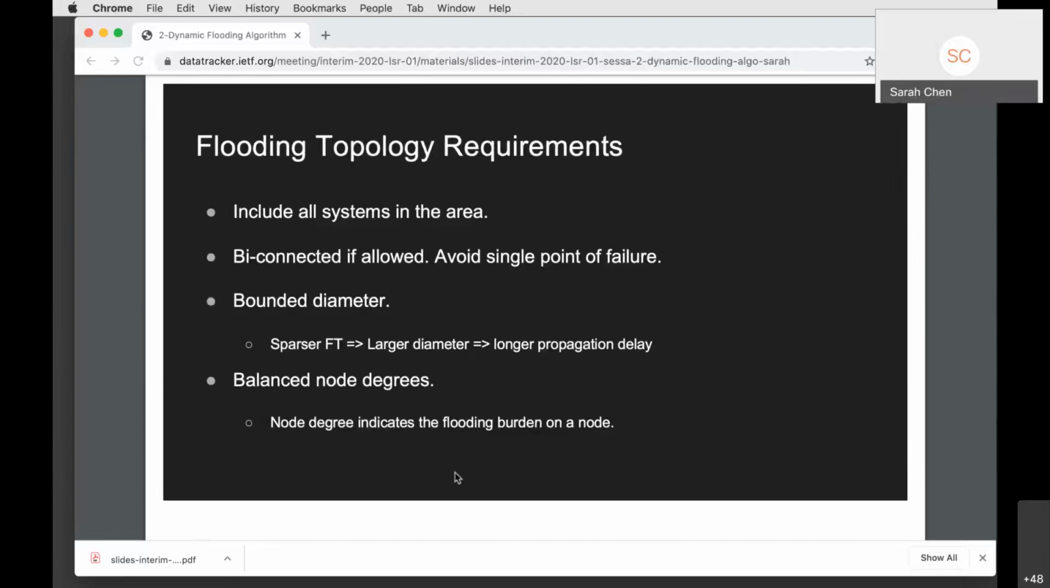The flooding topology is also designed to have a balanced node degree. The node degree is the number of neighbors a node has to flood to. So it is an indicator of the flooding burden on a node. In the flooding topology, we don't want to overload any node in the area. Using the cycle as the example, it has a perfectly balanced node degree. Every node has a degree of 2.